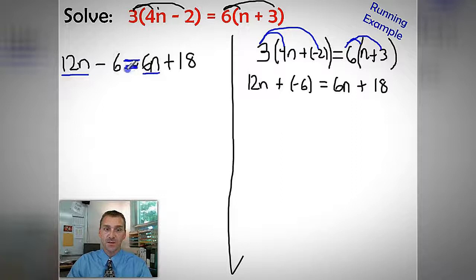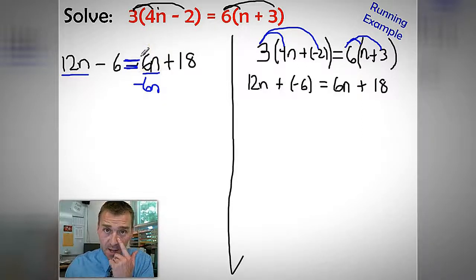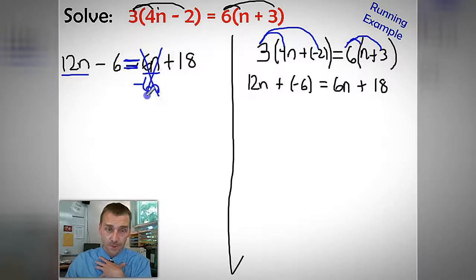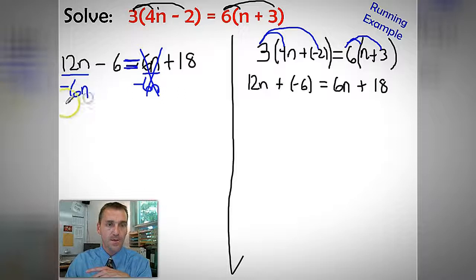The way that you can do this, and the only way that you can do this because they're on different sides of the equal sign, is you have to actually subtract away the 6n because you want this 6n to disappear. And since it's a positive 6n, the way to get rid of it is subtract, because that will give you 0. And as you remember from Algebra 1, what you do to one side of an equal sign, you got to do to the other side. So I'll do that here, and then when I do that, I combine these, which gives me 6n.